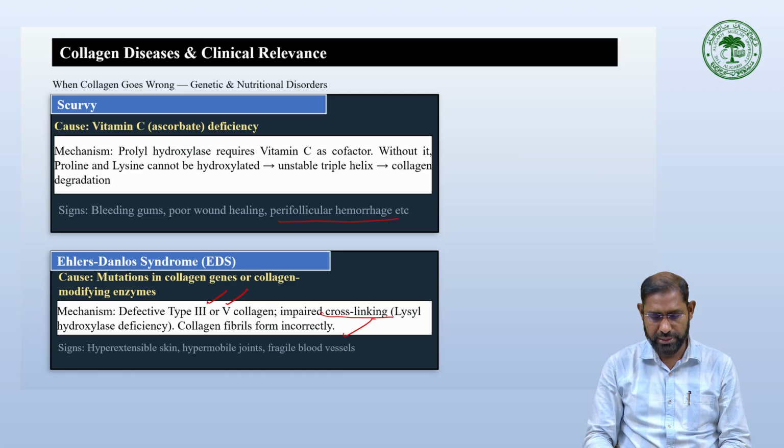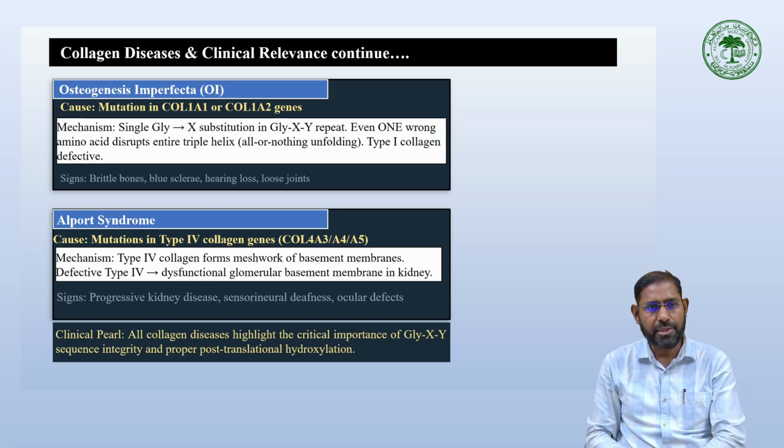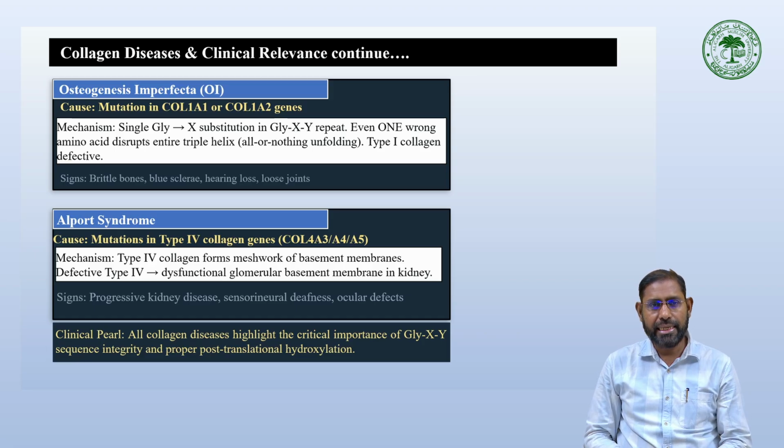of Ehlers-Danlos syndrome. Another disease because of collagen irregularities is osteogenesis imperfecta. It is caused by mutation in COL1A1 or COL1A2 genes. The mechanism: single glycine X substitution in the glycine-X-Y repeat.